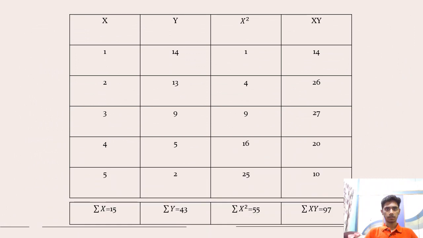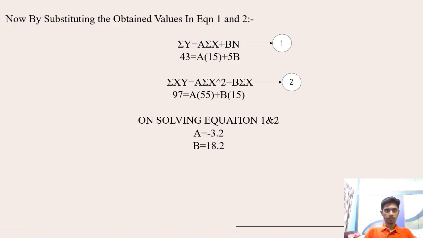In this table, you can see values of x square and xy. Summation of x is 15, summation of y is 43, summation of x square is 55 and summation of xy is 97. Now, by substituting the obtained values in equation 1 and equation 2, the first equation becomes 15a plus 5b equals 43. Here n value is 5. Substitute the summation xy, summation of x square and summation of x in the second equation. Now the second equation becomes 55a plus 15b equals 97.